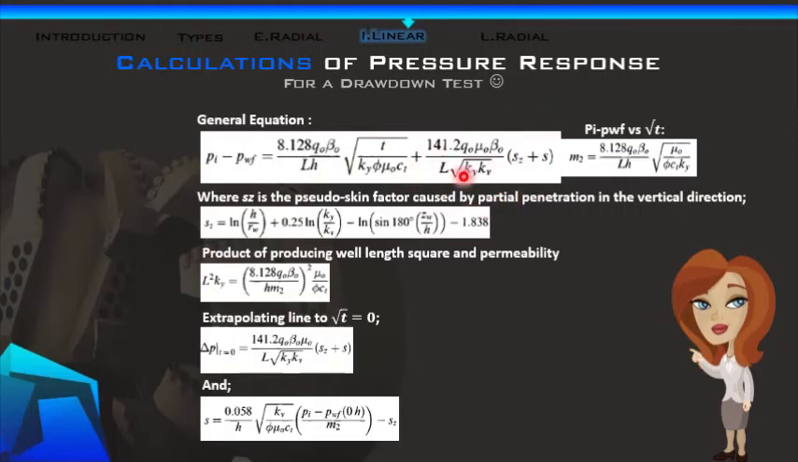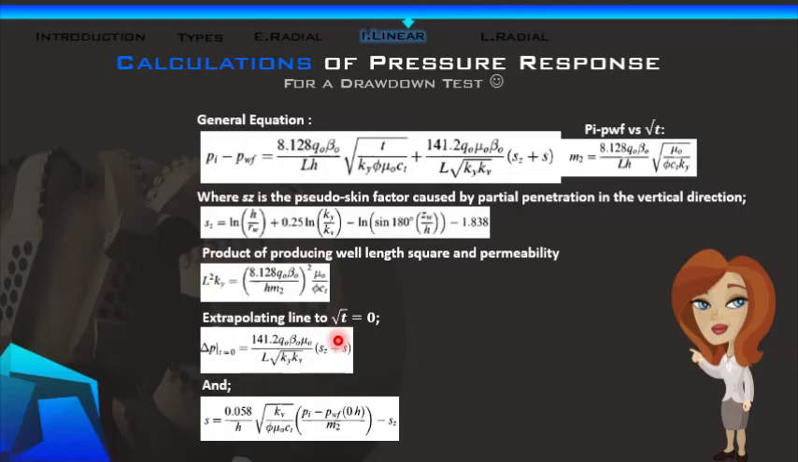So automatically, if you draw a line of pi minus pwf, delta p, versus the square root of t, because here the x is actually the square root of t. So if you plot delta p versus square root of t, you will get a straight line. From that you can get the gradient, which represents this term here. You can see the same term. Once you already get the gradient, you can use it to get some other equations.